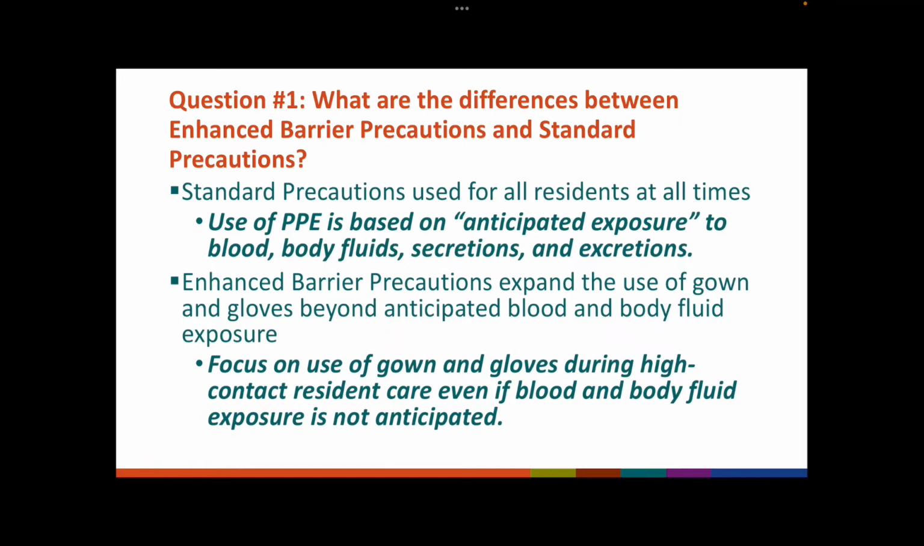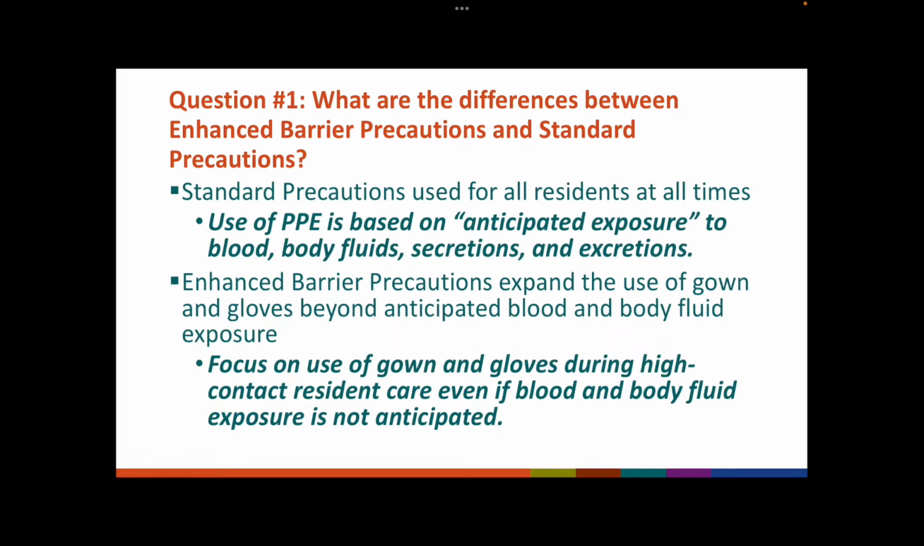For example, gloves are recommended when contact with blood or other potentially infectious material, mucous membranes, non-intact skin, or contaminated equipment could occur. A gown is recommended to protect skin and prevent soiling of clothing during procedures and activities that could cause contact with blood, body fluids, secretions, or excretions.